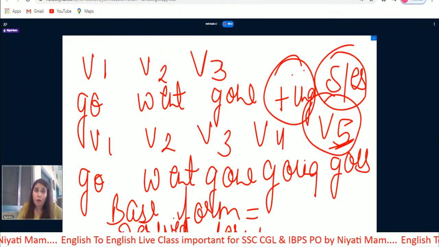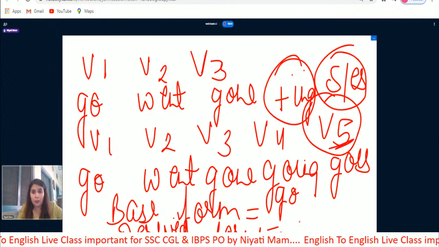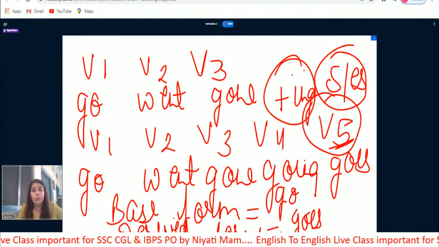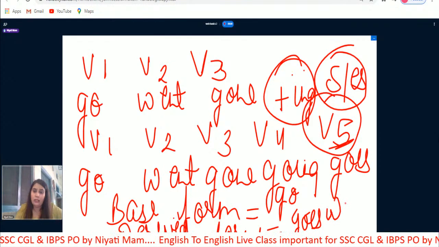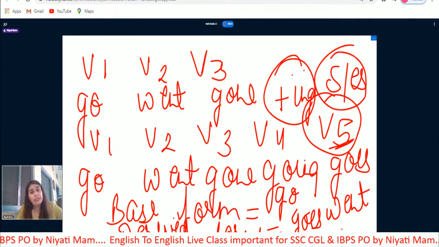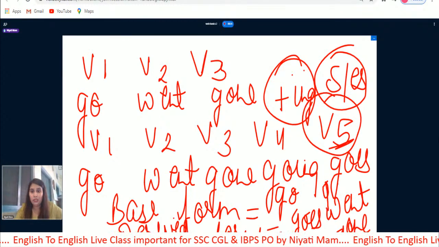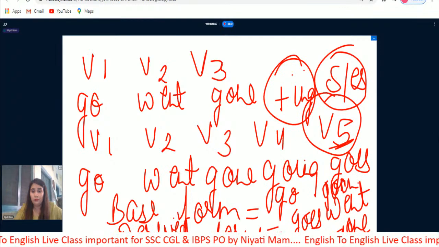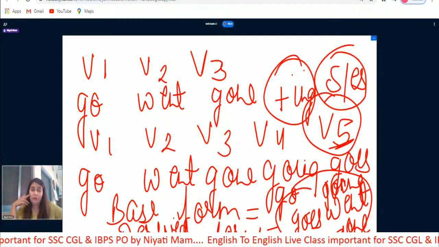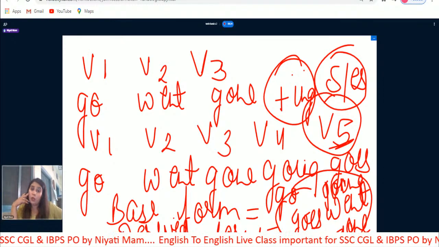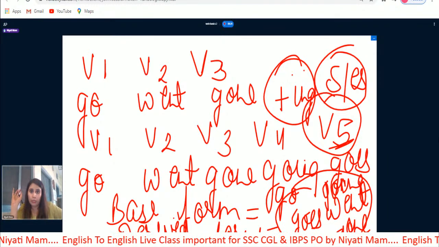Now, the raw form in which the verb exists is go, but when your subject is singular, then S or ES is added to it, goes. When the tense is past, it becomes went. When the tense is perfect, it becomes gone. When the tense is continuous, it becomes going. So that's why these forms are known as derived forms, because they are derived from the base form, which is the raw form go, right?